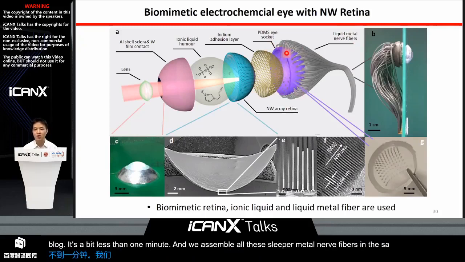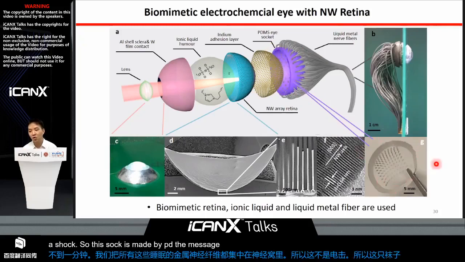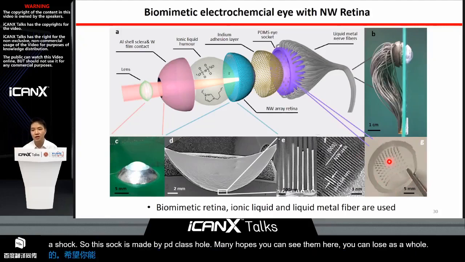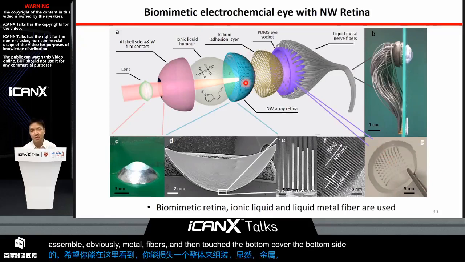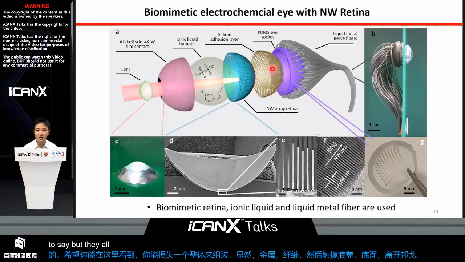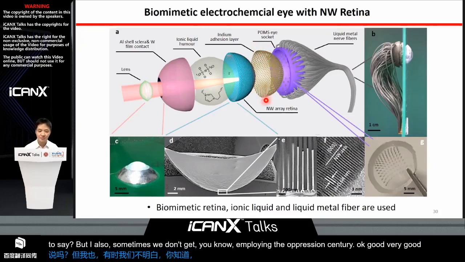So this is the artificial eye socket. This socket is made by PDMS. PDMS is flexible, and you can see many holes over here. We can use these holes to assemble all these liquid metal fibers, and then touch the bottom side of the retina. It's easy to say, but it also takes some time to really get the optimum point, the pressure, etc., to get a very good electrical contact. It's not an easy thing.